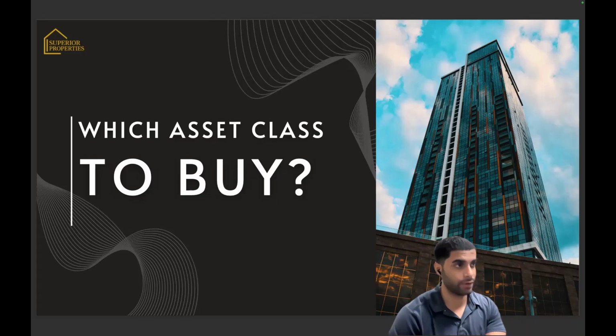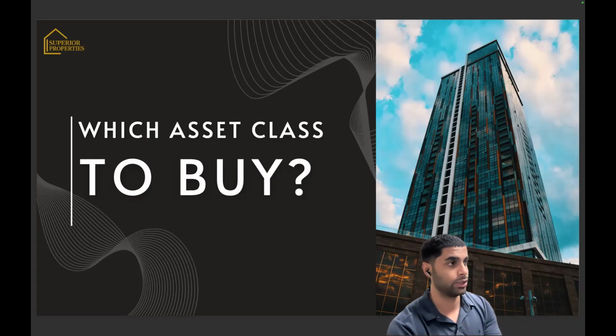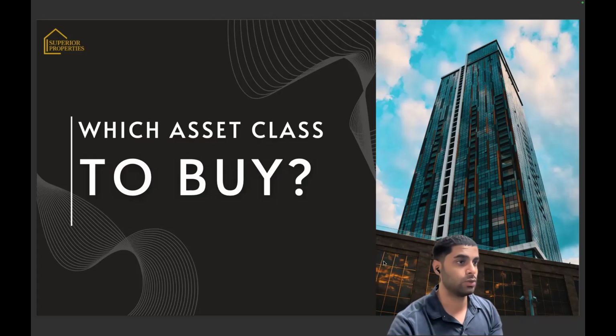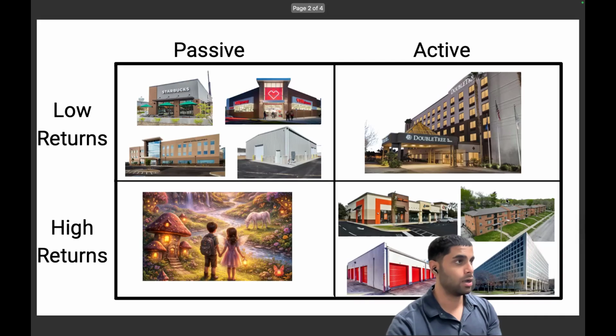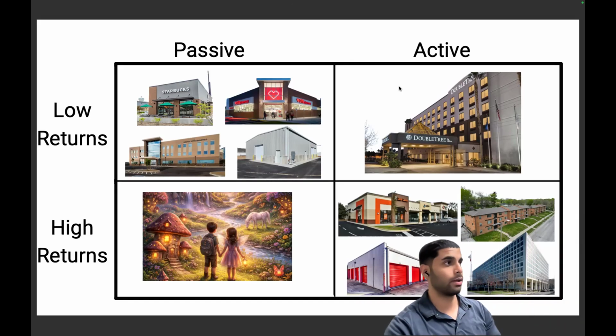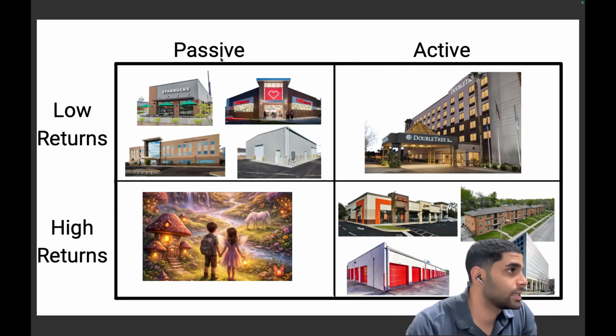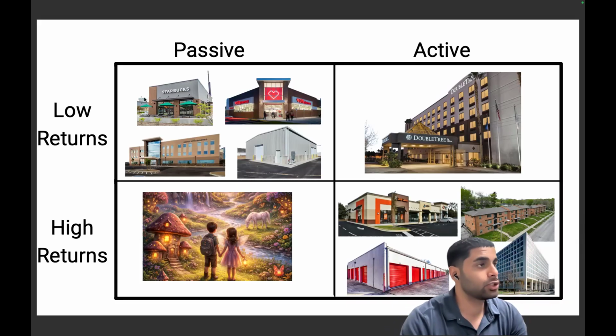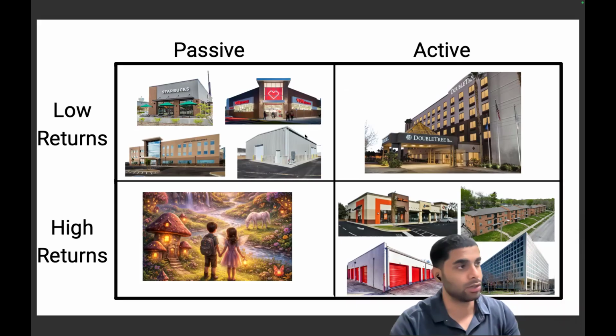All right, so let's go over the different asset classes and which one's best for which. So I really break it down into a matrix on passive, active, and which type of assets have what type of returns. Okay, so let's start here. Passive but has low returns. That's your classic single tenant net lease. That is your Starbucks, your CVS's, your medical buildings, single tenant medical buildings, single tenant industrial.